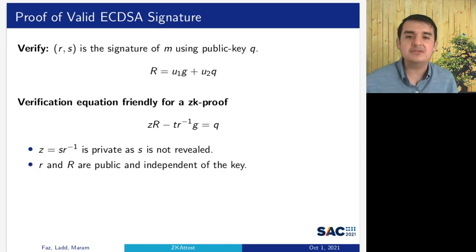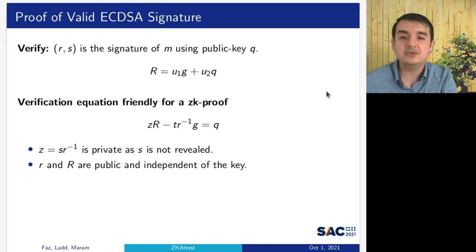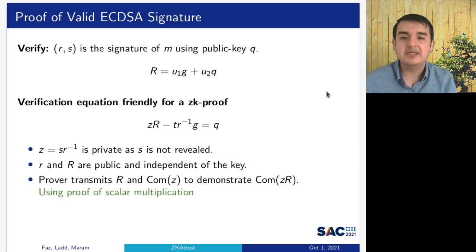The first thing to note is that we don't reveal the S value of the signature, so it remains private. Also, note that the point R doesn't depend at all on the public key. So this allows us to compute two proofs.